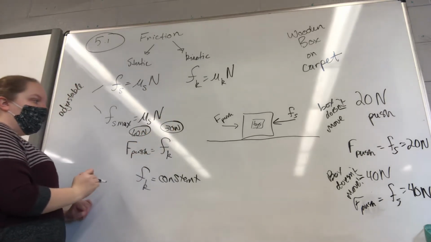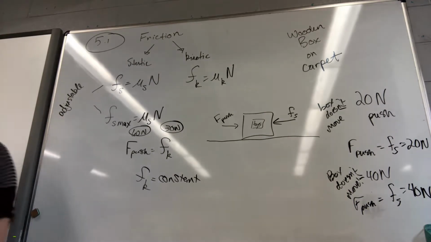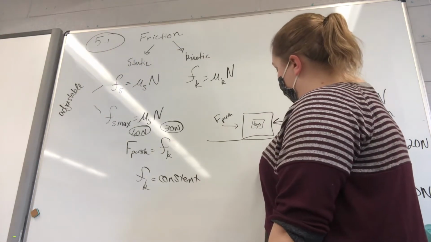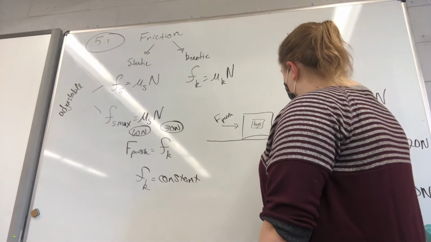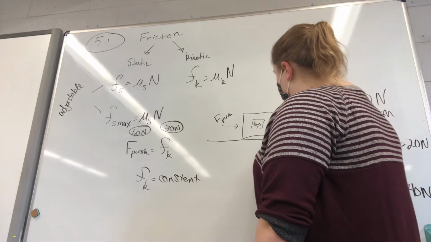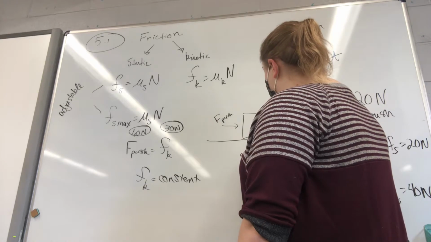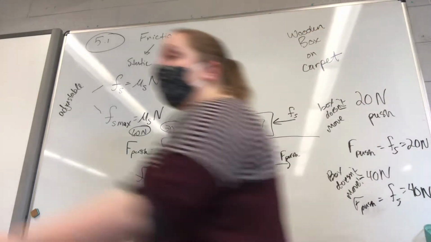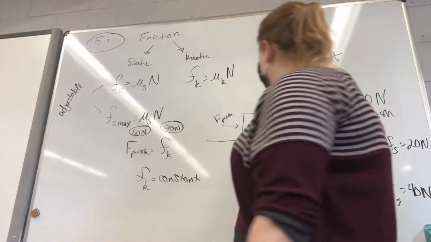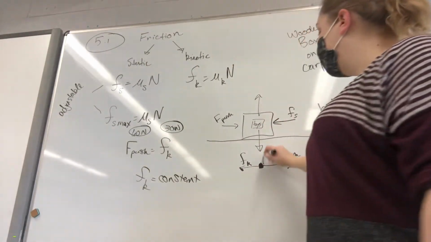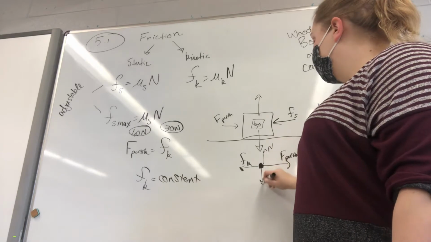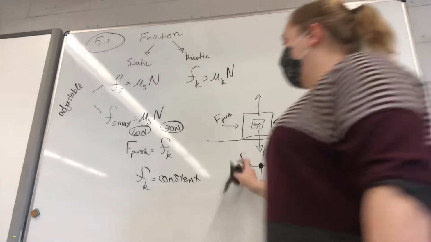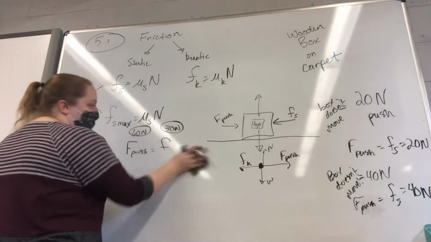Then our Fnet, you remember Fnet. So let's draw ourselves a diagram. I'm going to draw a diagram of the kinetic situation. Remember that when we draw free body diagrams, all forces should be diagrammed. So this is going to be normal. This is going to be weight. Hopefully we feel pretty good about free body diagrams at this point.